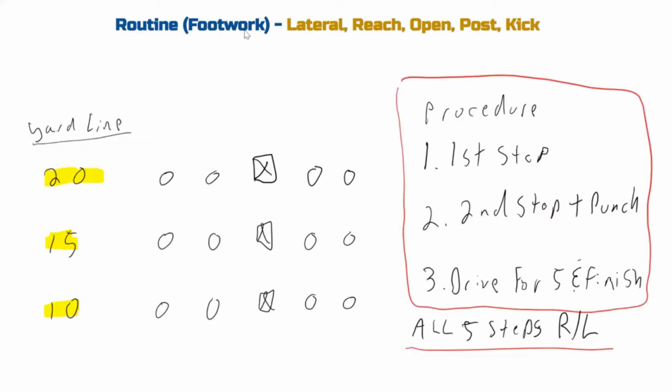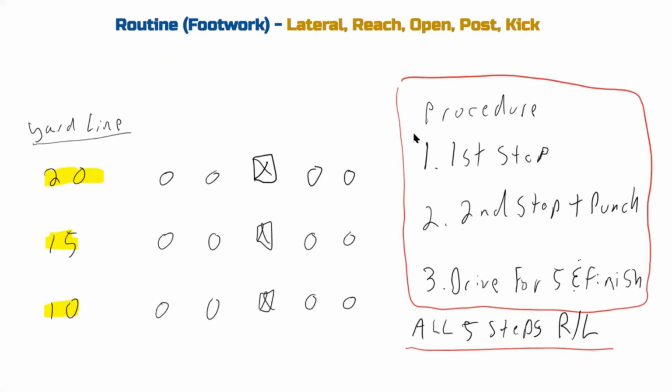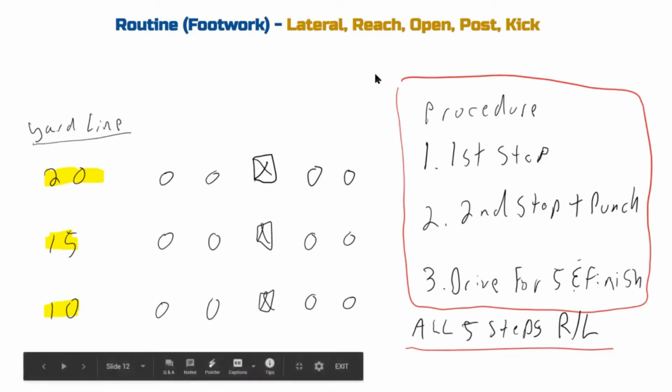We're going to line up in 5-man lines, 5 yards apart. We'll go as far as we need to go. And we're going to work on our footwork on air. The procedure is we're going to do our first step, then we're going to do our second step and punch, then we're going to drive for 5 yards, and then finish with high hips and high hands at the end of 5 yards. We're going to do all 5 of our steps left and right.